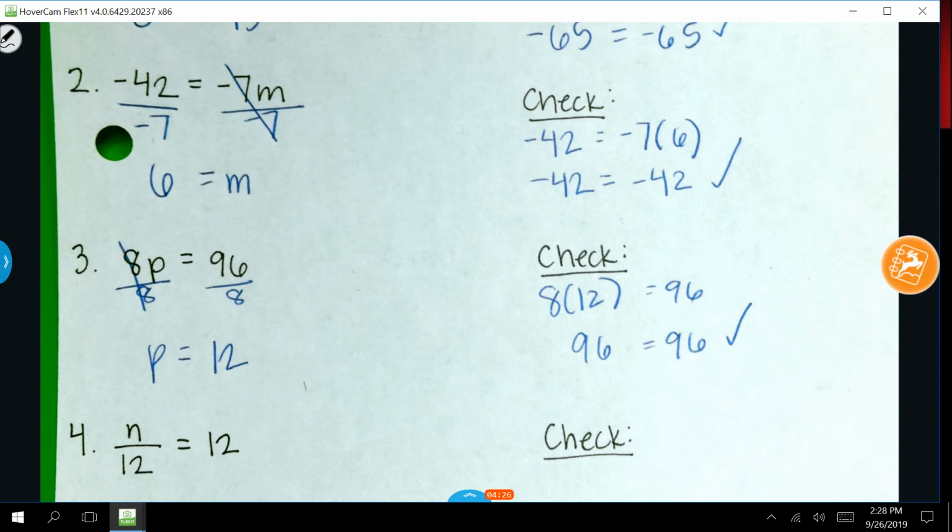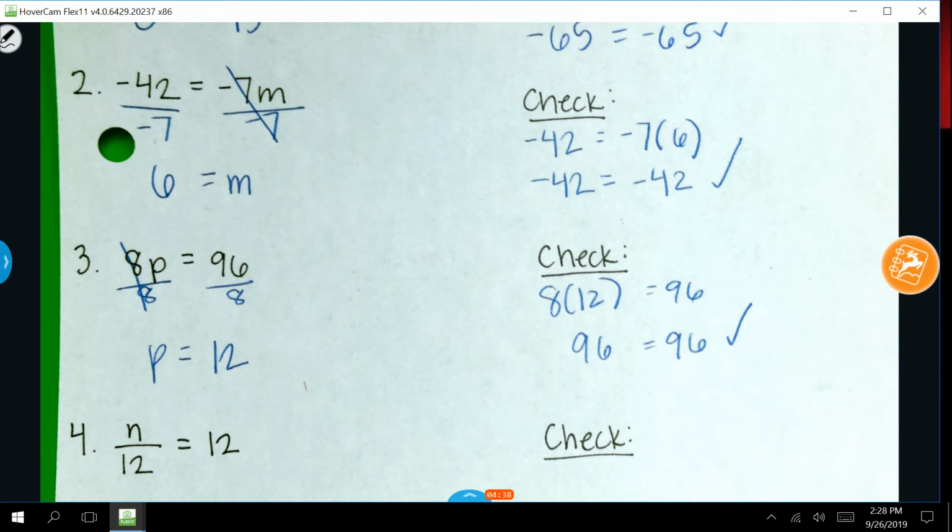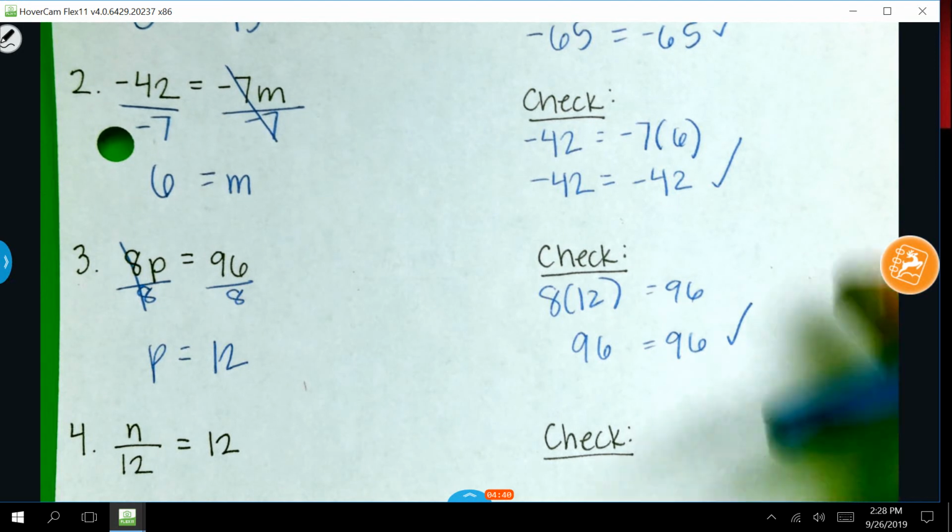Yeah. You can use your calculator on all of it. I guess you were talking at the beginning of the lesson when I went over that, because I already went over that. Yes, ma'am.